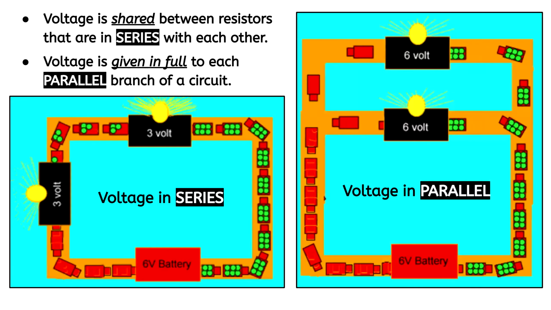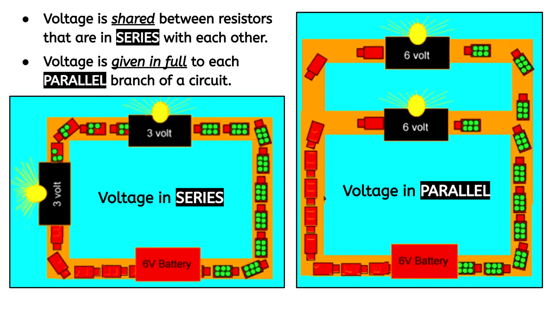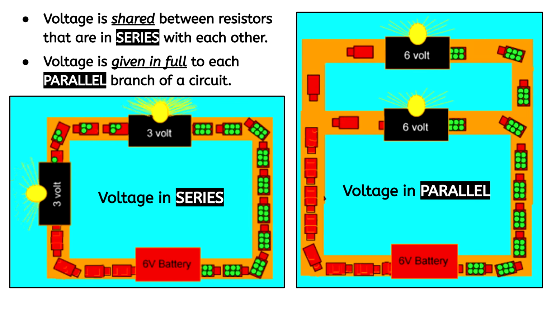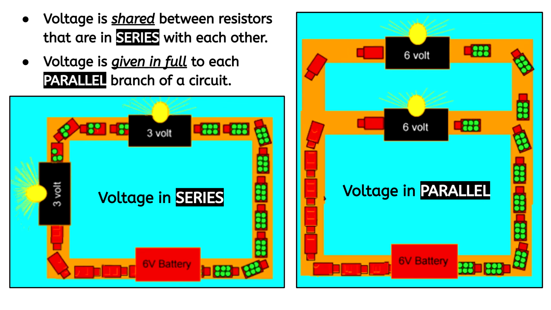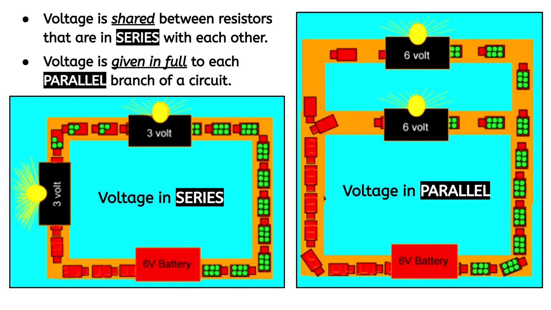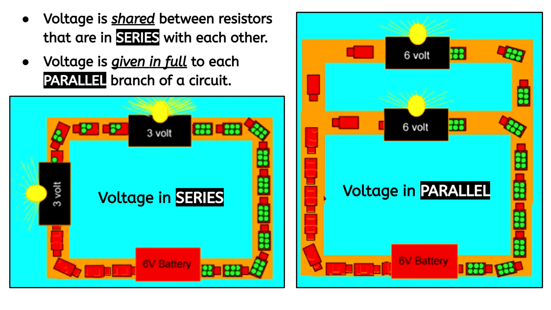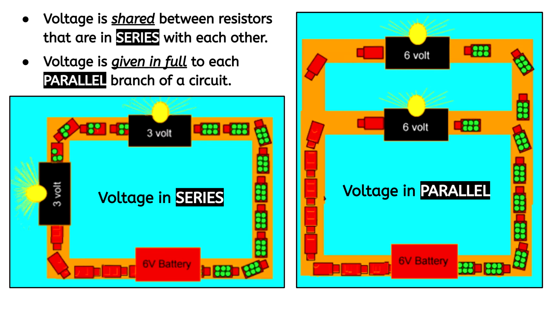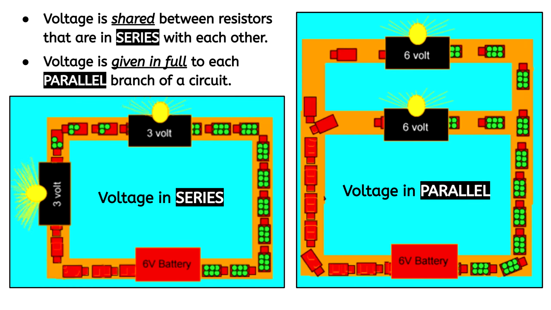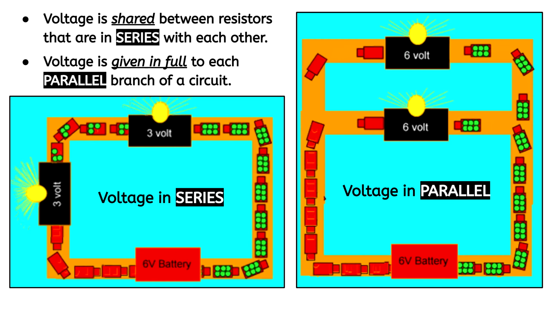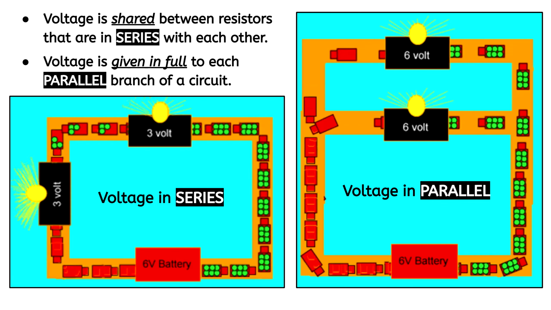All right, here's the rule for parallel circuits. In the same analogy, we have our trucks or electrons picking up 6 volts every time they move through the battery, and then the electrons or trucks decide which branching path they're going to take. The trucks in the bottom path drop off all 6 volts at that first light bulb, and the trucks that take the top path also drop off all of their 6 volts at that light bulb. There's only one bulb they need to pass through, so they never need to share their voltage. So the rule is, voltage is given in full to each parallel branch of a circuit.